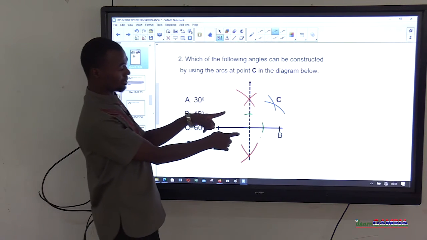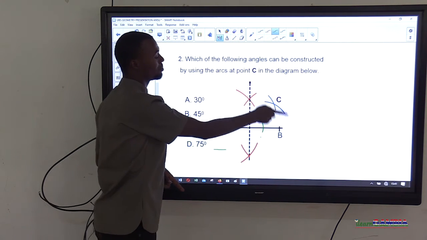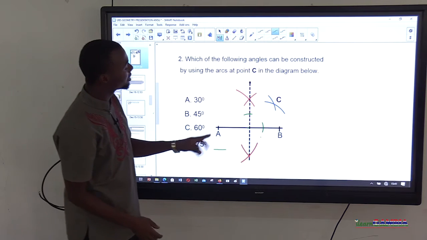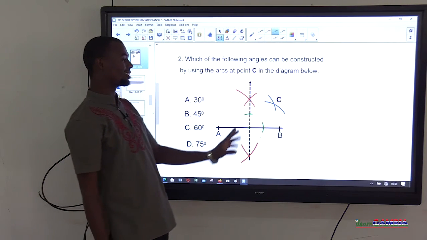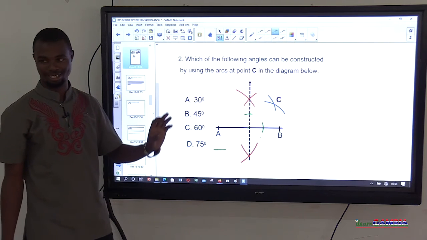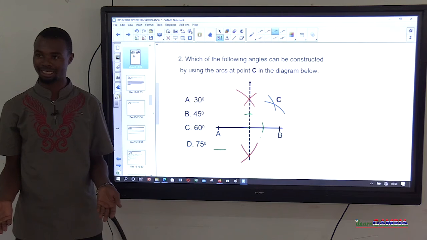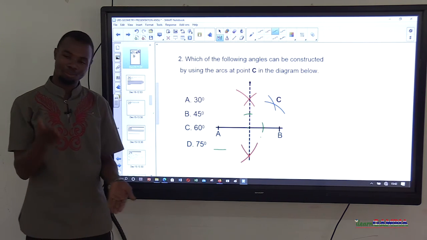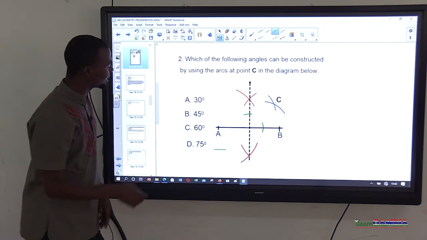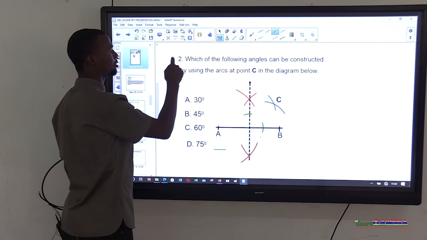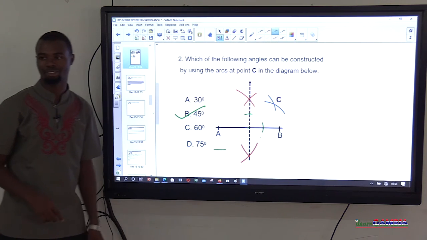On the green arc, you can tell it is used as the center, and the blue arcs are made. So meaning 90 degrees is bisected there. If 90 degrees is bisected, the answer cannot be 90, and it cannot be 30. Because if we bisect 90, half of 90 is 45. So our right answer there is 45. It cannot be 60, it cannot be 75. So the right answer for this question is 45.